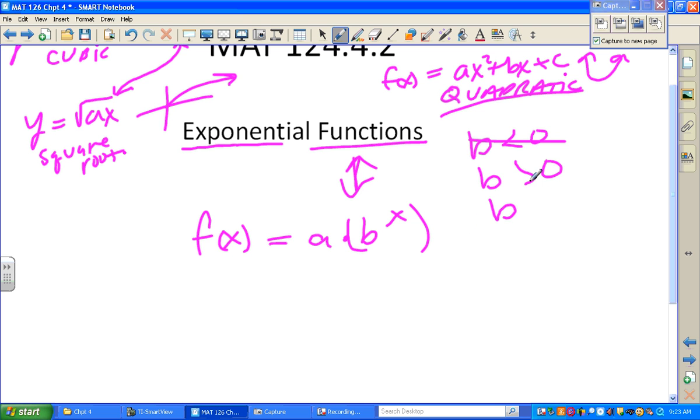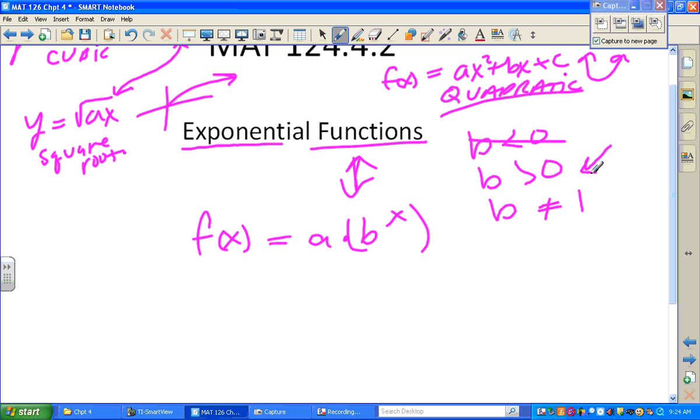B has to be greater than 0, so it can't be equal to 0. Otherwise, you'd have a constant function. B cannot equal 1. Otherwise, you'd have a constant function again. So this has to be true because it has to be constants.